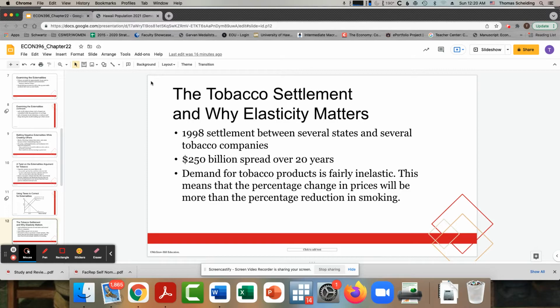Basically, the states back in 1998 got the cigarette companies to kind of admit that smoking was addictive and that they got these people addicted to it. And the tobacco companies agreed to pay out $250 billion spread out over 20 years. In Hawaii, the state took that money and used it to fund the UH Cancer Center. And then there's a big chunk of money that goes to the UH system.